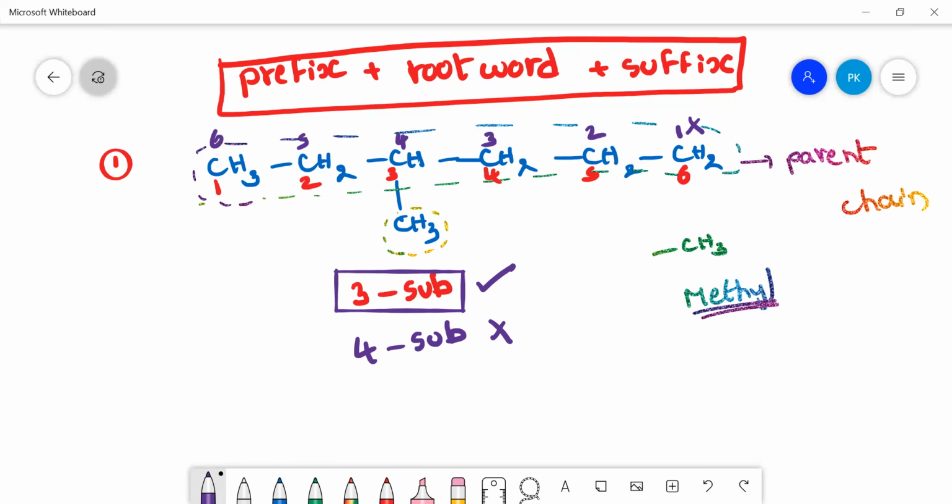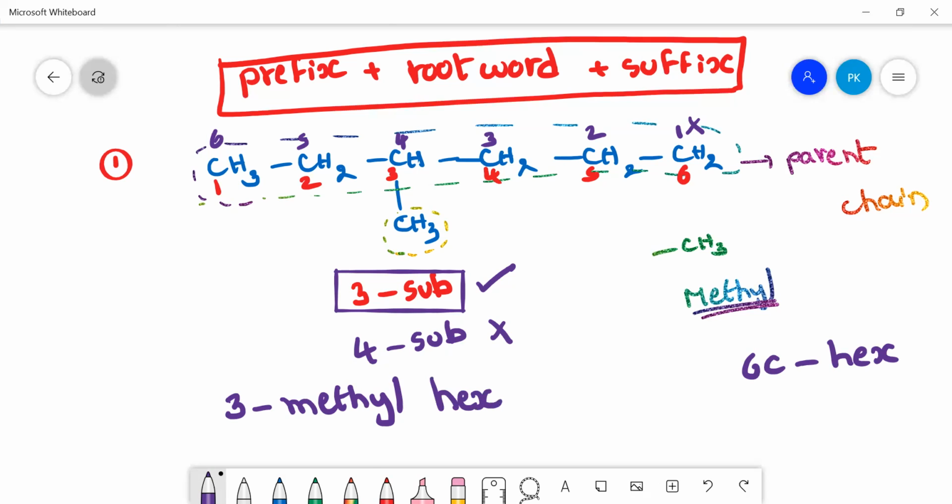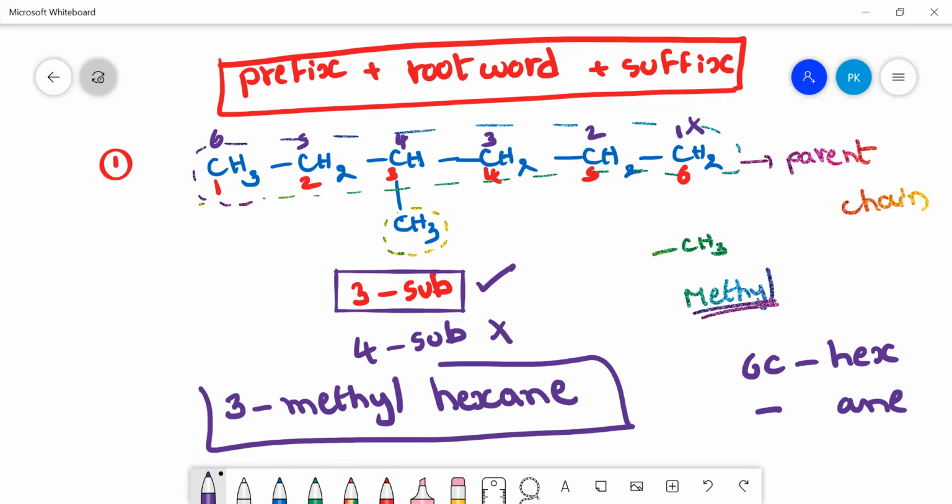Now tell me how to write the name. Here we have only one substituent. So first mention the number of the carbon. On the third carbon we have methyl, so 3-methyl substituent. Then comes the root word. So total 6 carbons. 6 carbons means what is the root word, students? Hex. 3-methylhex. And these have only single bonds. Single bond means it is said to be ane. So hexane. 3-methylhexane is the name of this particular organic compound. Is it clear, students?